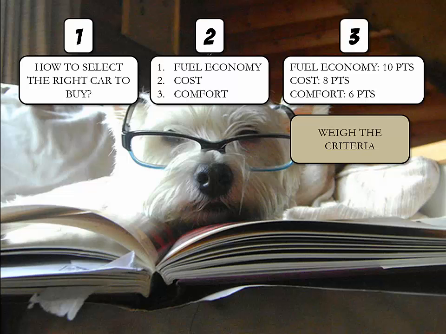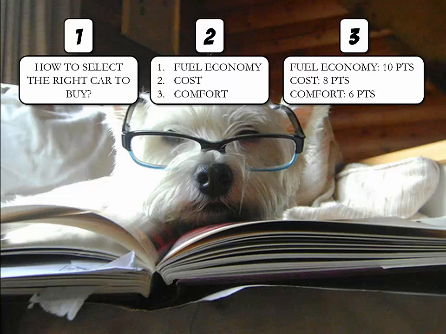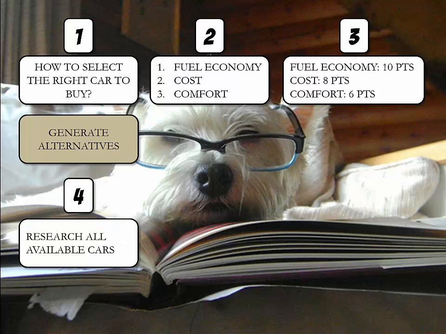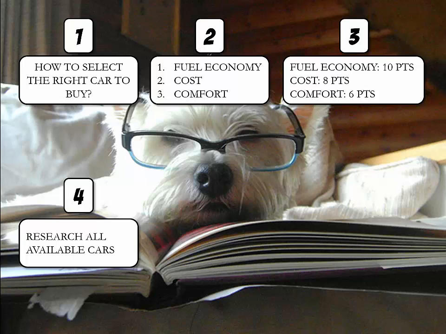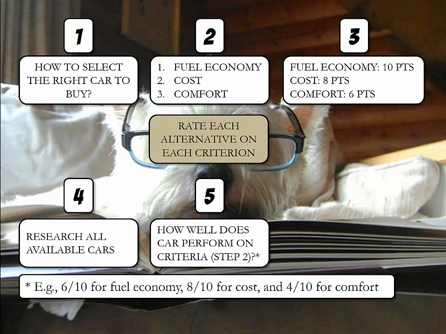In the third step of the rational decision-making process, we weigh the criteria. Let's say we give fuel economy an importance of 10 points, cost an importance of 8 points, and comfort an importance of 6 points. In the fourth step, we have to generate alternatives. That really means we would have to research all of the available cars, as they are our alternatives.